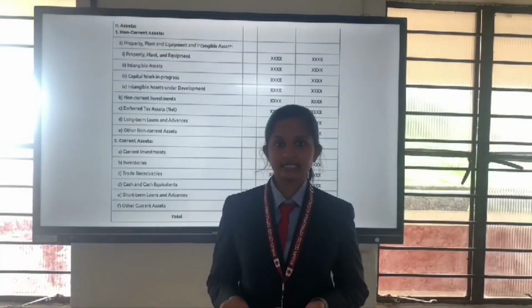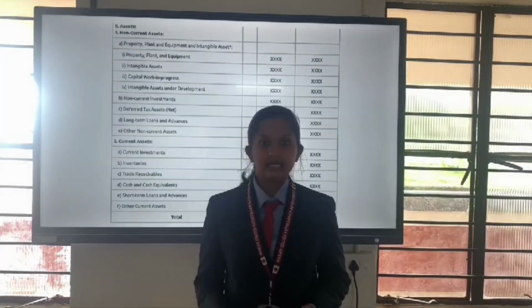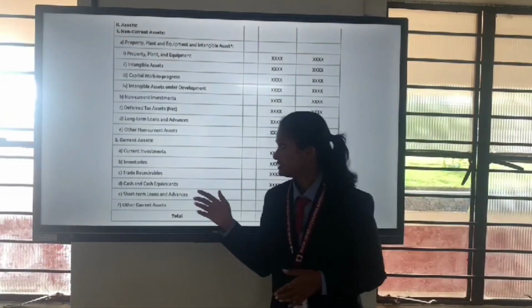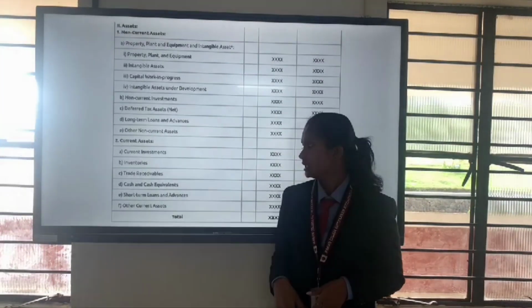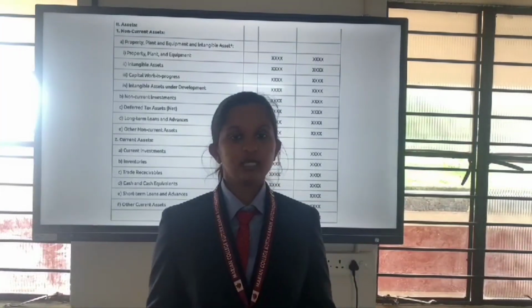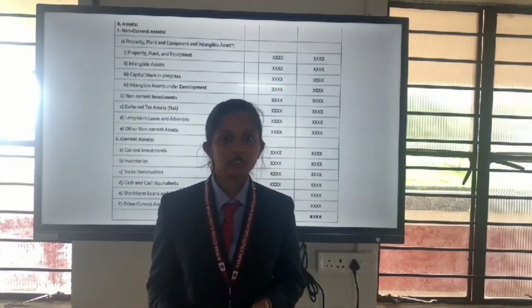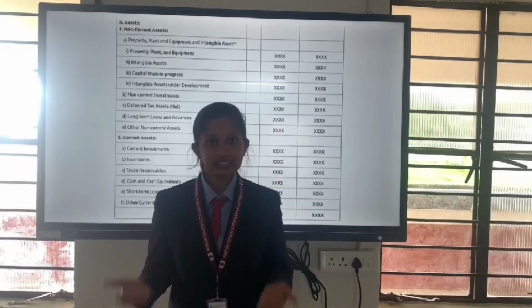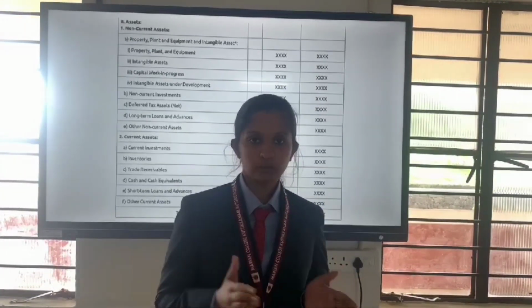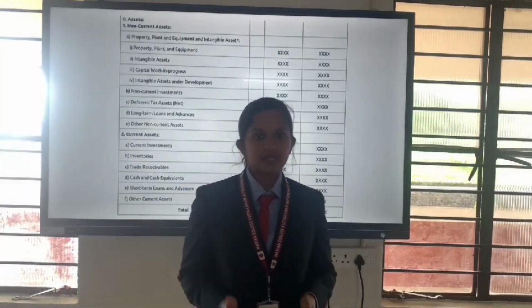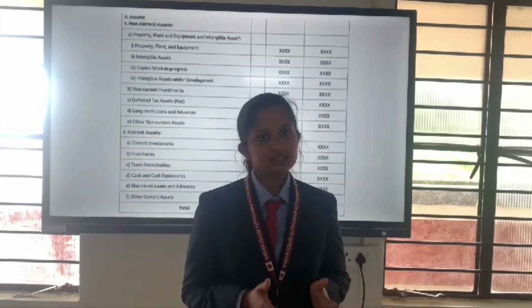The next category on the asset side is current assets. Current assets include current investment, inventories, trade receivables, cash and cash equivalents, short-term loans and advances, and other current assets. Current investment means short-term investment, typically liquid or readily available. Next one is inventory: goods held for sale or production. And the third one is trade receivable: money owed by customers.